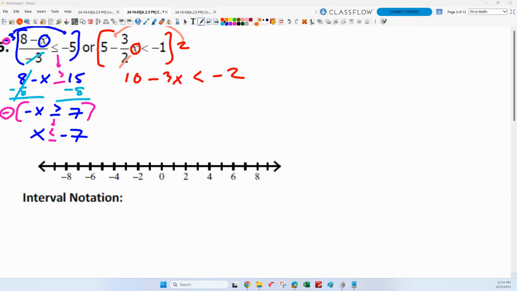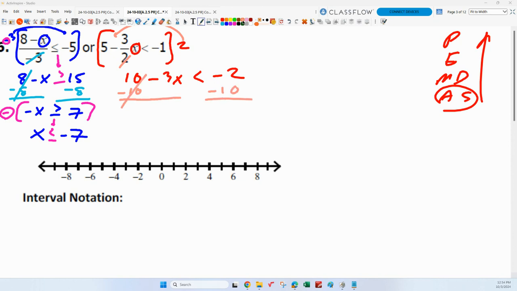Now what? What's next? Okay, good. I'm going to subtract because I'm using inverse operations, right? So if I look at PEMDAS, I'm isolating, so I have to do addition and subtraction before multiplication and division, right? Good. So we subtract 10. And that gives us -3x is less than -12.